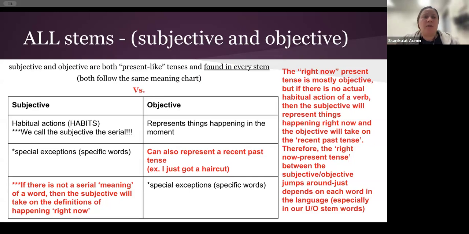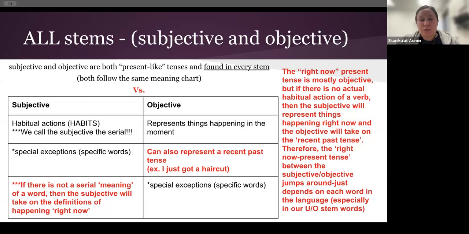So if you look on the chart here below, the subjective usually represents habitual actions, things that are happening all the time. Sometimes we like to call the subjective the serial, and we have a little joke amongst our language people. We say the subjective is AKA the serial killer. And we say that because it emphasizes this repetitiveness, the habitual action, doing it all the time. That gives you insight into how the subjective is used, what it means, how to use it appropriately, and also how to translate it. And yes, there are always specific exceptions for verbs. That is quite normal in languages and the Oneida language.